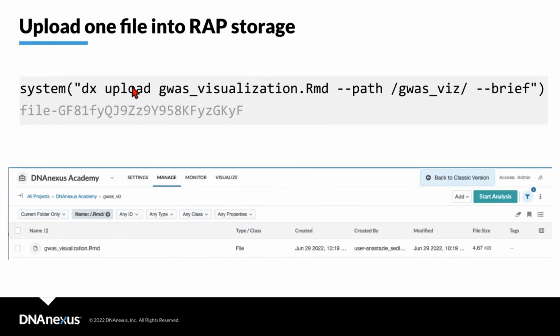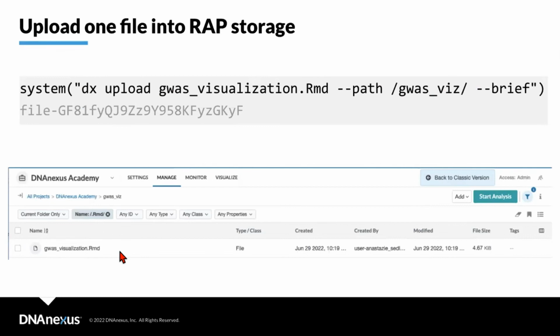So you can use DX upload, specifying the file that we want to upload and specifying the path, and then you will see that the file will be uploaded into the permanent storage. So these are the 2 ways how you can save and upload your results back to the project.